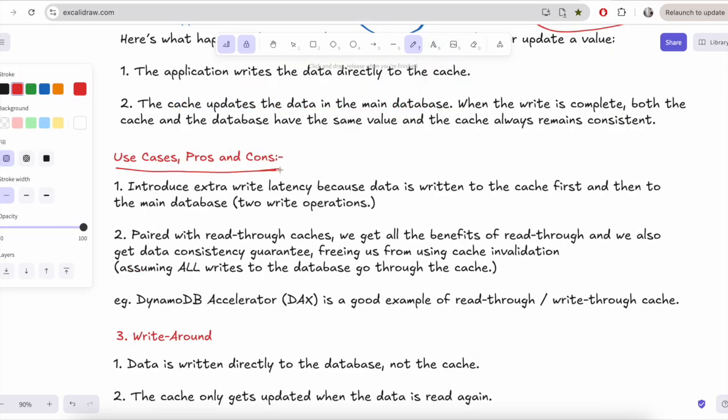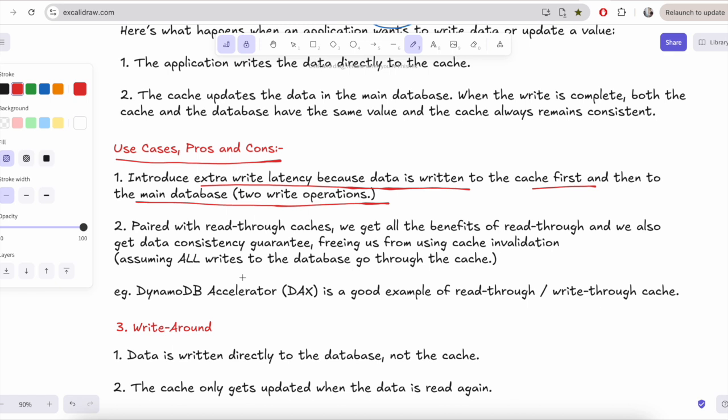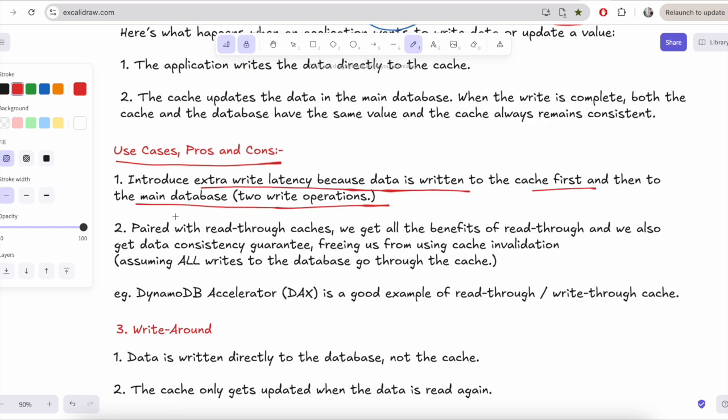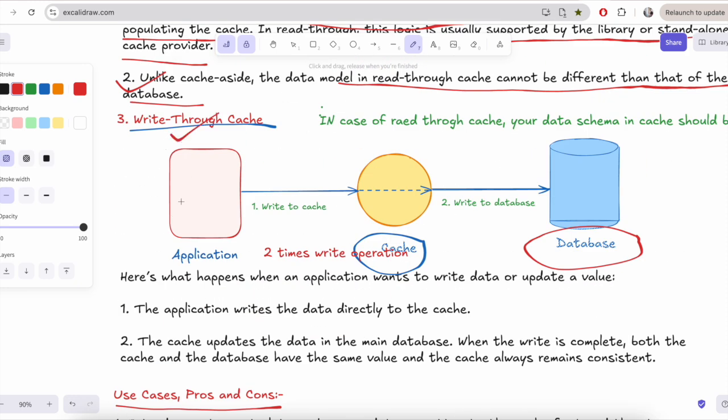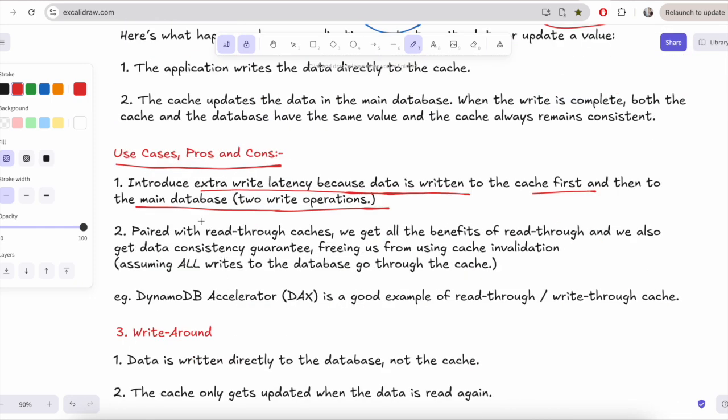Let's understand the use case, pros and cons. It has extra write latency because it is written to both the cache first and then the main database. That is two write operations we are having. And it is best for those scenarios where you need strong consistency, like in banking transactions. In that case, this strategy is best. And cons, obviously it would be slower, right? It would be slower writes, because we are writing two times.